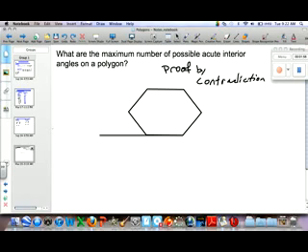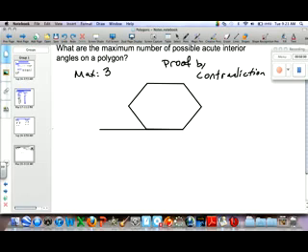So can a polygon have 6 acute angles and still be considered a polygon? Well, it's kind of hard to prove this, and I will tell you the answer is 3. So the maximum is 3. To prove that the answer is 3 by direct proof is actually really difficult to do. It's almost impossible, actually. So let's approach this by contradiction. We're going to start off by assuming it's not 3.